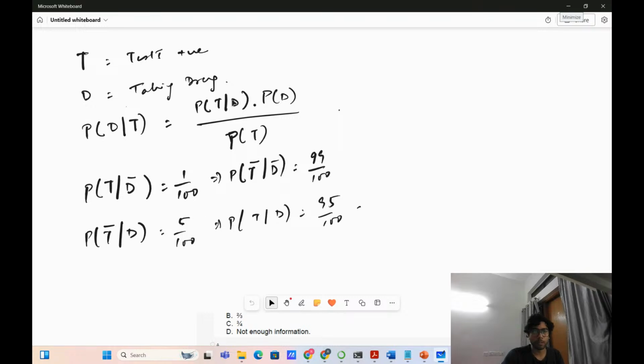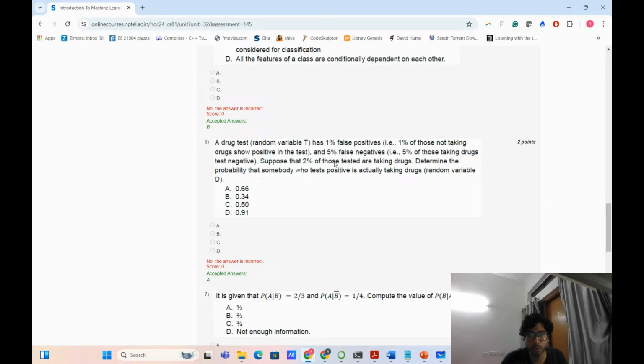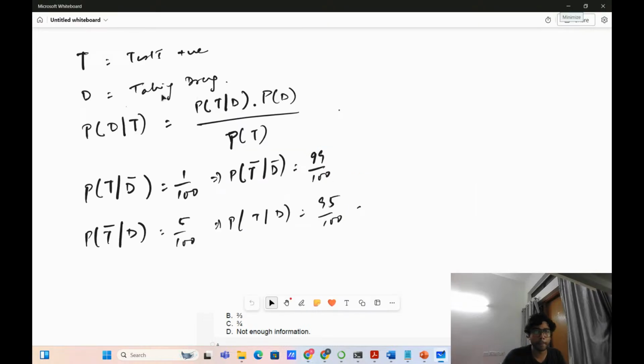So now you got P of T given D, that is 95 by 100, right? And P of D, let's see, suppose that 2% of those tested are taking drugs. So P of D is basically 2%, P of D is 2 by 100. That is also given, right? So P of T given D is this, P of D is this, P of T.